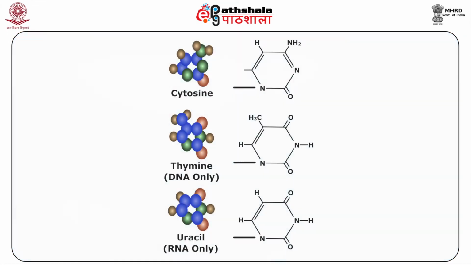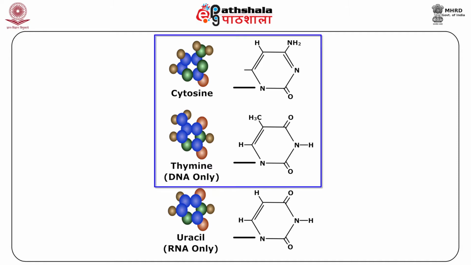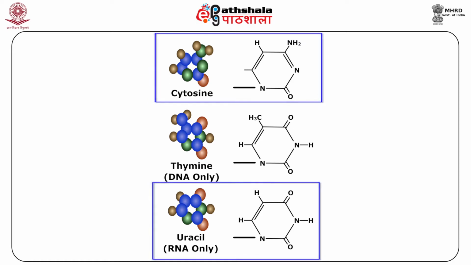The pyrimidine bases are of three kinds. I generally remember it as CUT, the C representing cytosine, U representing uracil, and T representing thymine. Cytosine and thymine are found in DNA, while cytosine and uracil are found in RNA.